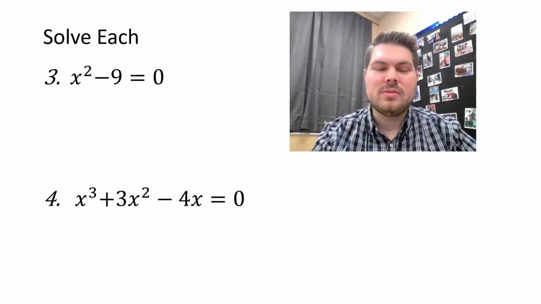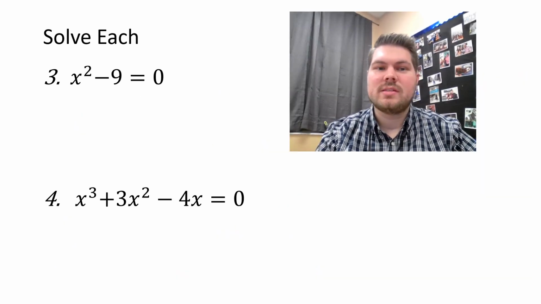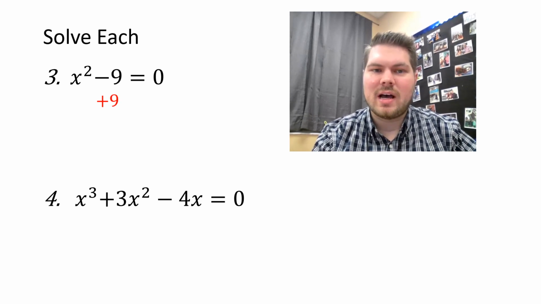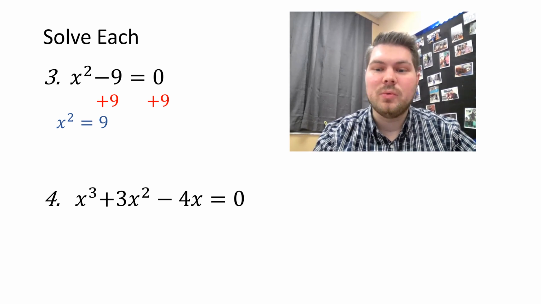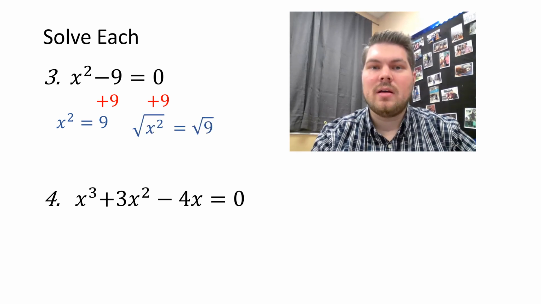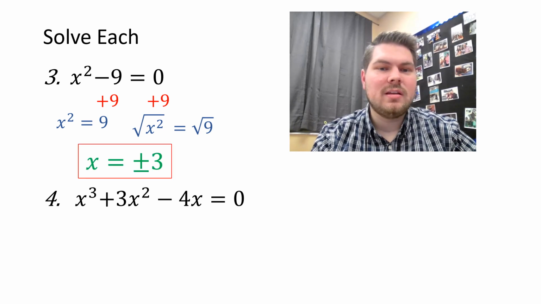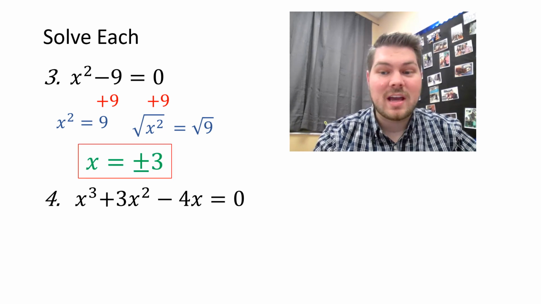So here we're using that same knowledge, but we're going to solve. So we want to move our 9 to the other side. And then we have x squared equals 9. And we're going to square root both sides. So square root, we get not just 3, we get positive and -3.